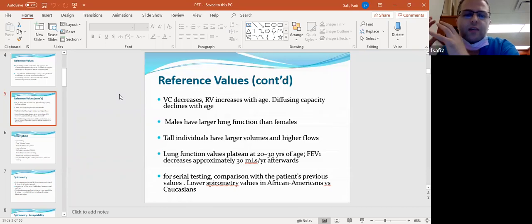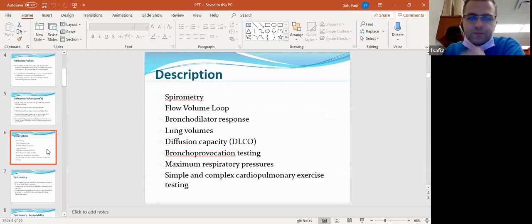Now, for serial testing, what we do is we compare the patient's value to his previous PFT value. We compare it to the same value that the patient did. So always remember to choose the same value.